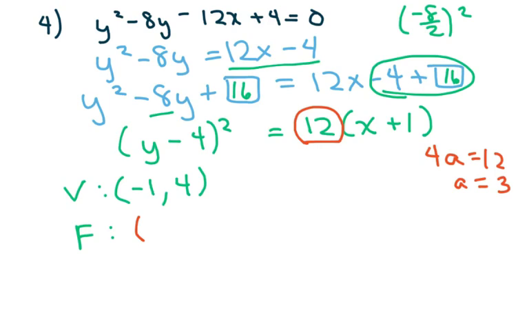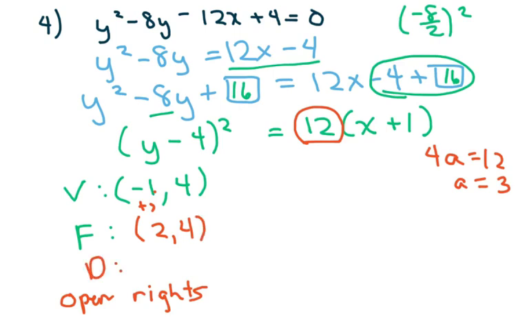So let's write that down. Opens to the right. So you're adding 3 to the negative 1. So you add 3 there, and you're going to get 2 comma 4.